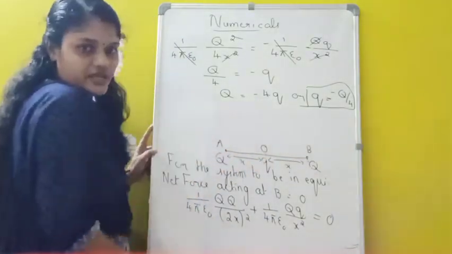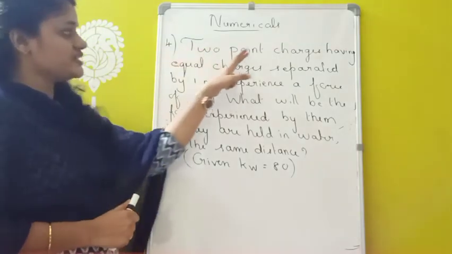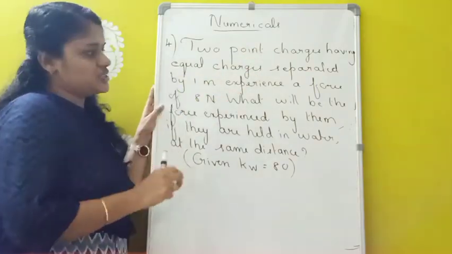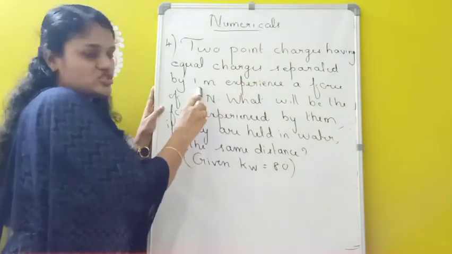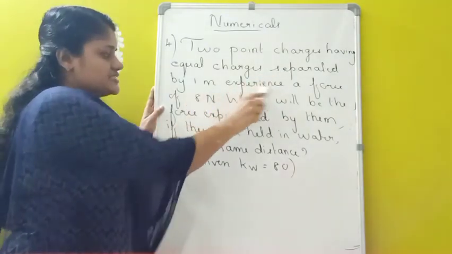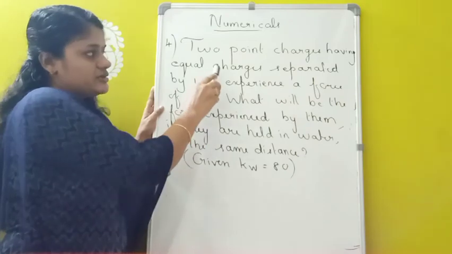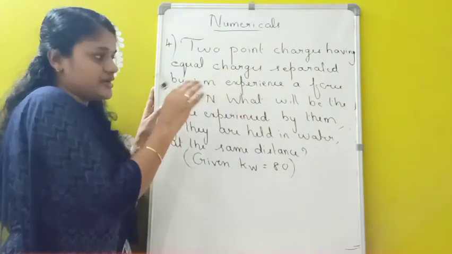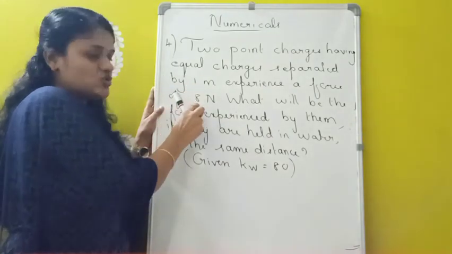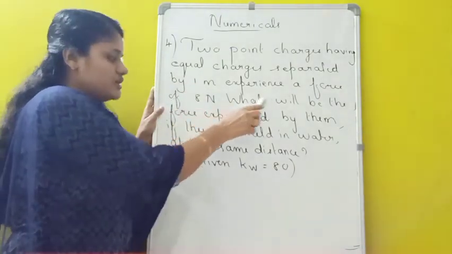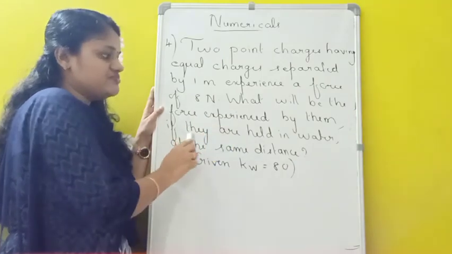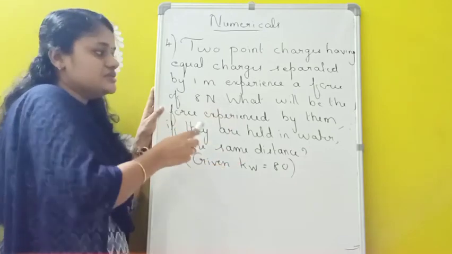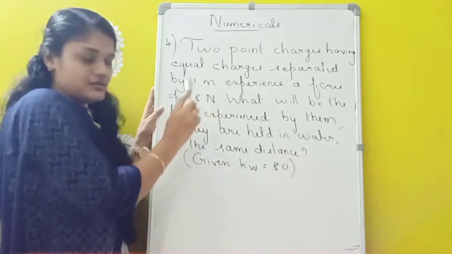Okay. Fourth problem: 2 point charges having equal charges, so both the charges have the same magnitude, separated by a distance of 1 meter, experience a force of 8 Newton. Initially we are taking both the point charges in air or in vacuum, and at that time the force is 8 Newton. What will be the force experienced by them if they are held in water?